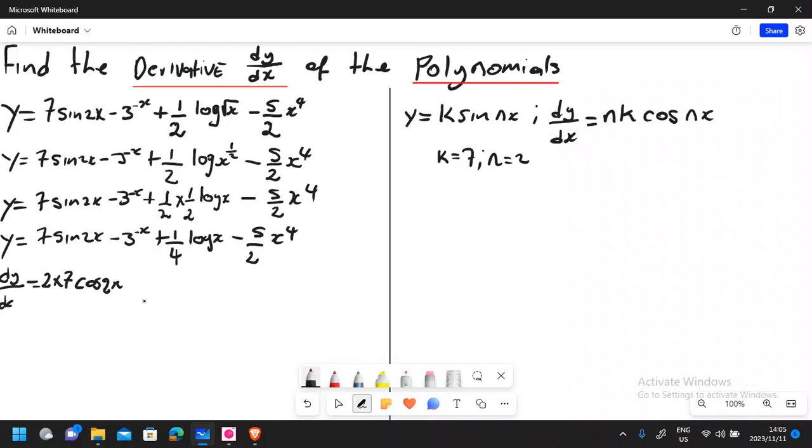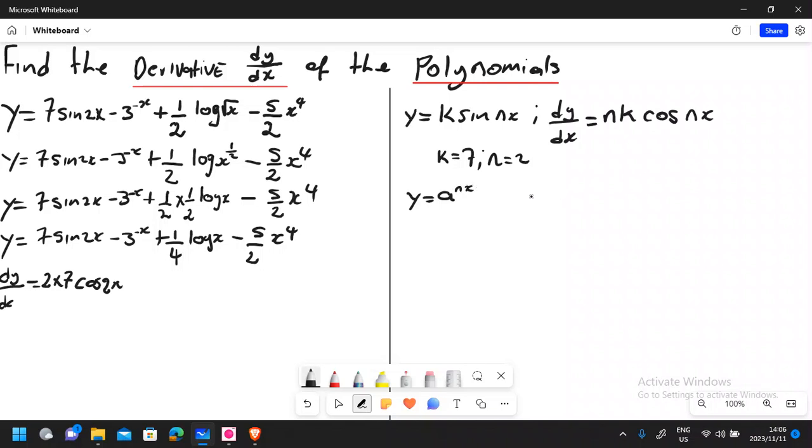All right, now let's go to the second term. As you can see, in the second term we have an exponent there. It's 3 to the exponent -x. So let's write the general formula for the exponent. We know that this is going to be y, and the formula for an exponential function is going to be a, and then we have n x.